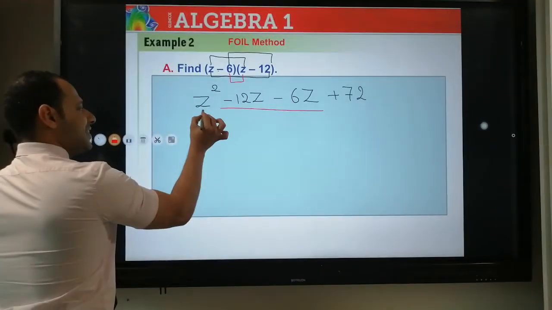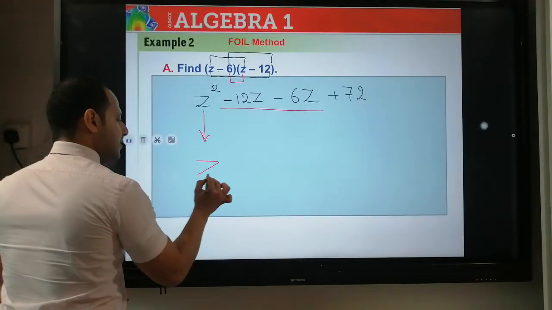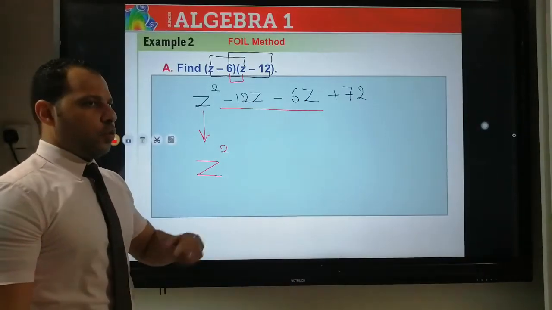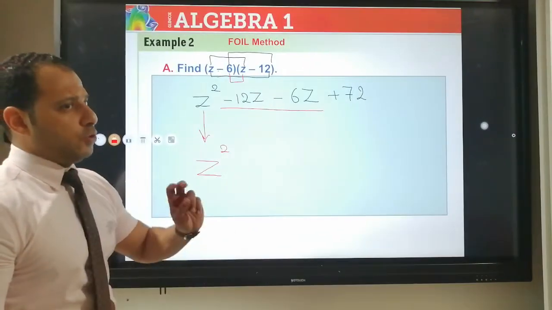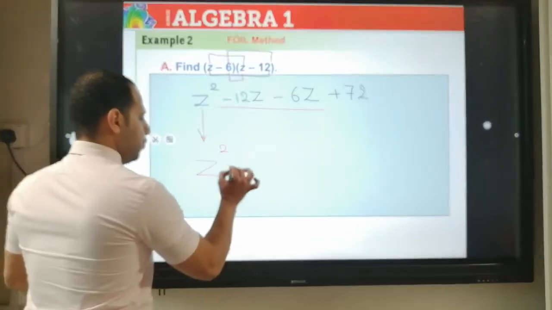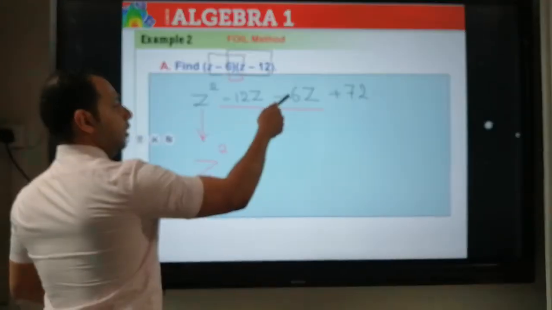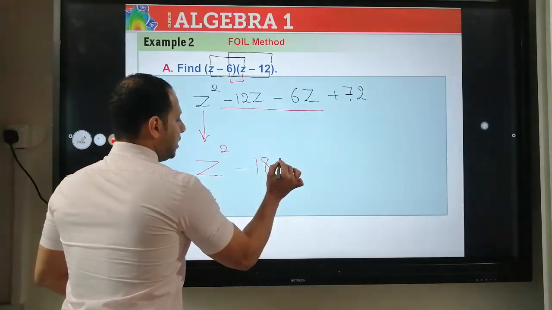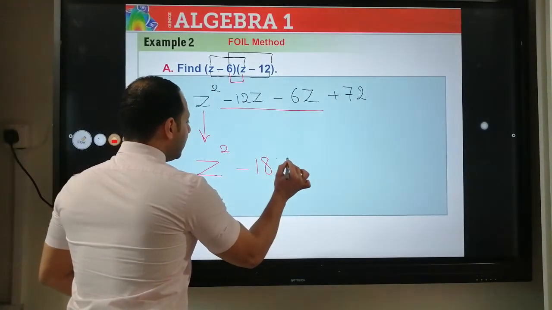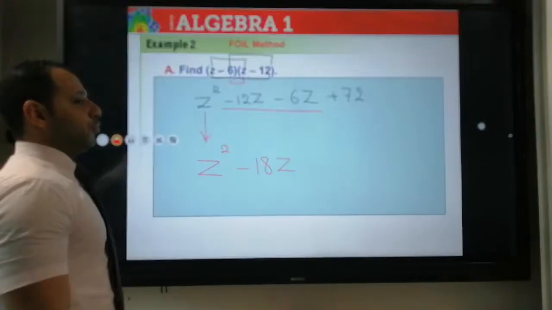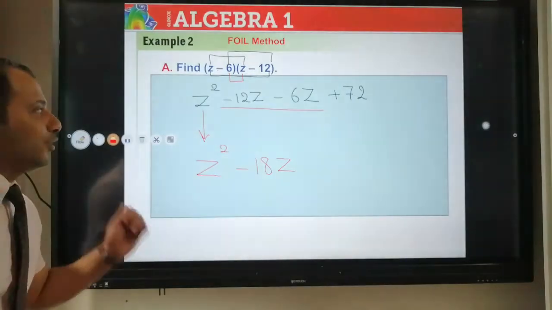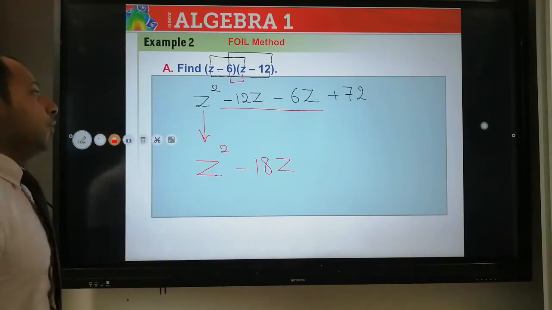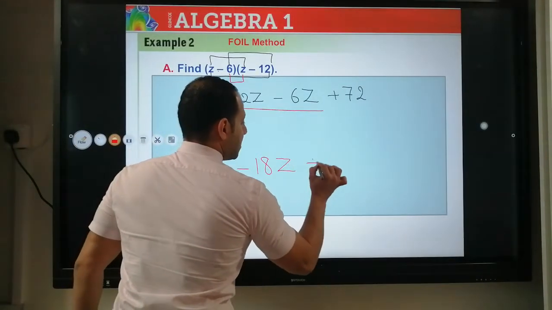So I just write z power 2 as it is. Negative with negative, so we add and put their sign because we have the same sign. So we write negative from the beginning. 12 plus 6 equals 18z, only z, not z power 2. In adding and subtracting, we don't add or subtract the powers. Okay, we're going to complete plus 72.